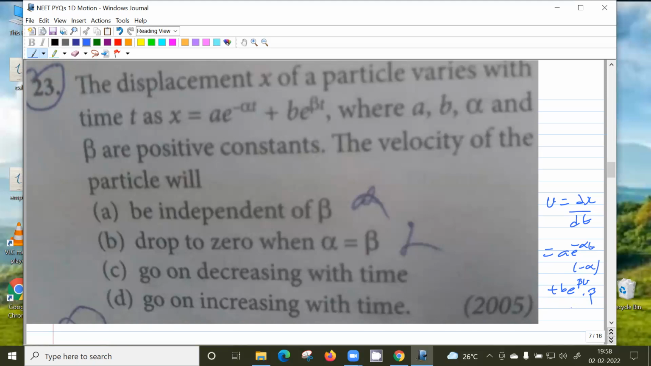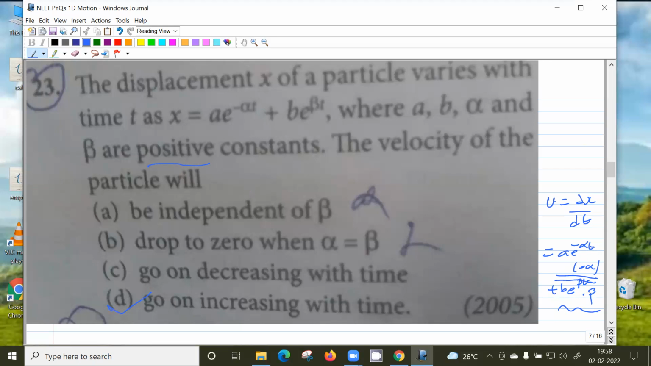Goes on increasing with time is correct, because as time increases, the second term is going to increase. And as time increases, the first term will decrease because it's minus alpha t and alpha is positive. Alpha and beta are positive. So the second term keeps on increasing, the first term keeps on decreasing, and the first term is getting subtracted. So option D is the correct one.